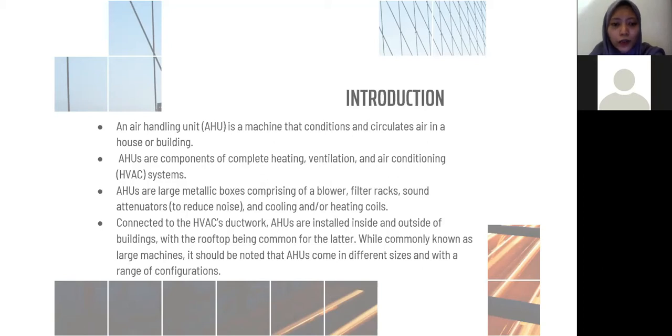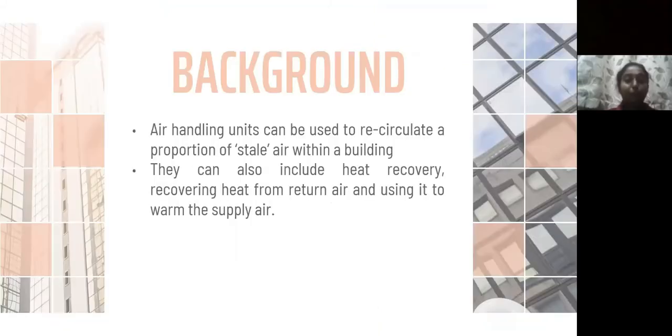While commonly known as large machines, it should be noted that AHUs come in different sizes and with a range of configurations. Air handling units can be used to recirculate a proportion of stale air within a building. They also include heat recovery, recovering heat from return air and using it to warm the fresh air.